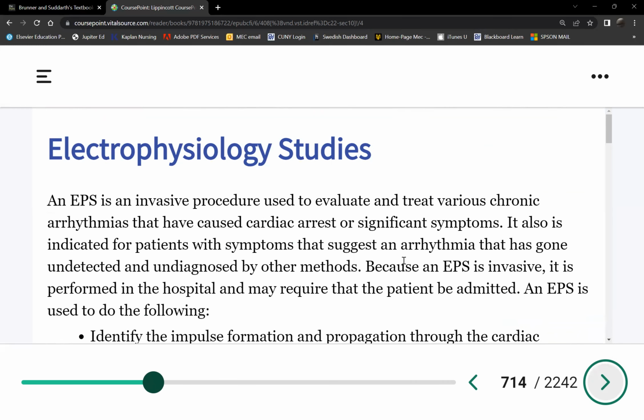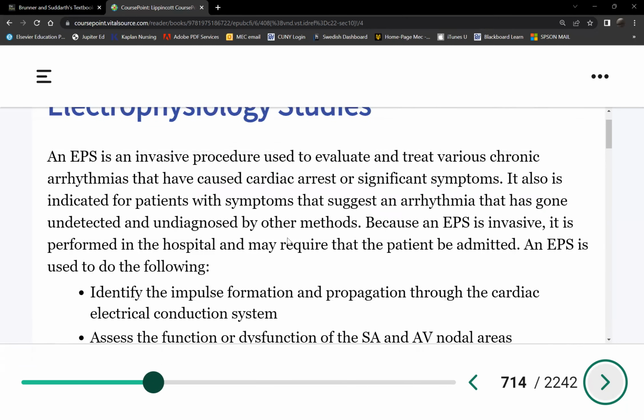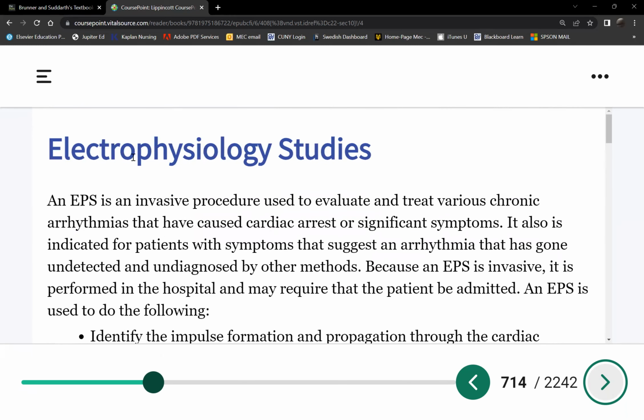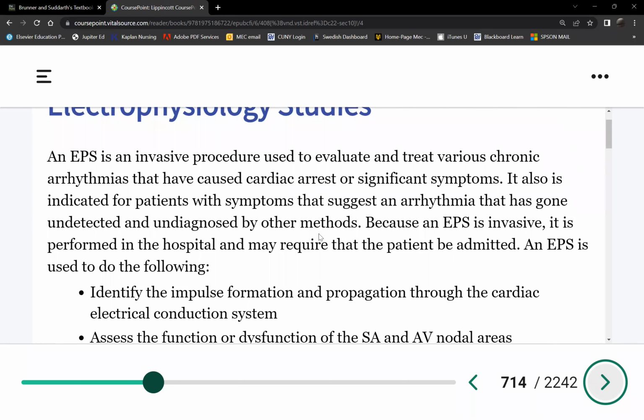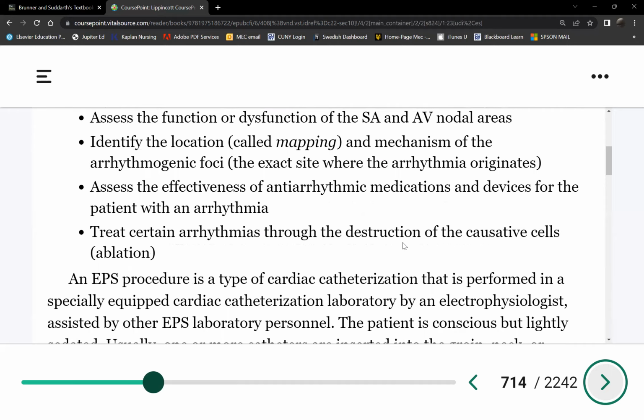EPS. Remember the procedure called ablation therapy? Catheter ablation? Okay. Before they can do that procedure, the patient has to have an EPS, which is an electrophysiology study. So we have to find where the errant impulses are coming from first before we go to the cath lab and burn those suckers, right?